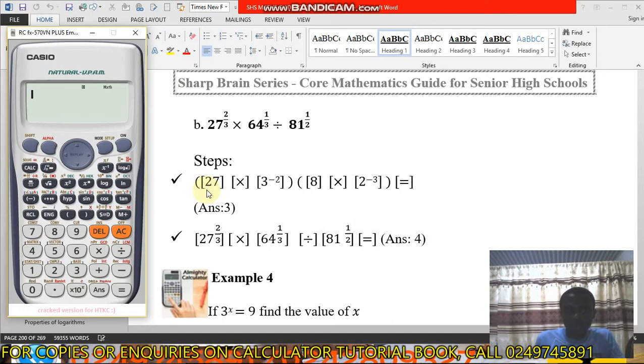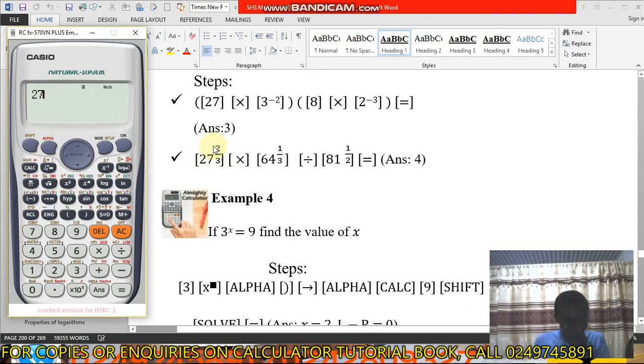Okay, let's move on. So, we are going to enter 27 raised to the power 2 over 3. So, power. Now, this is the exponent.